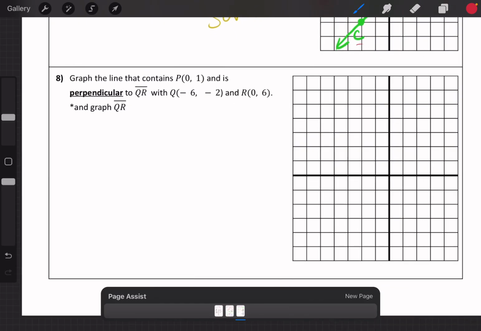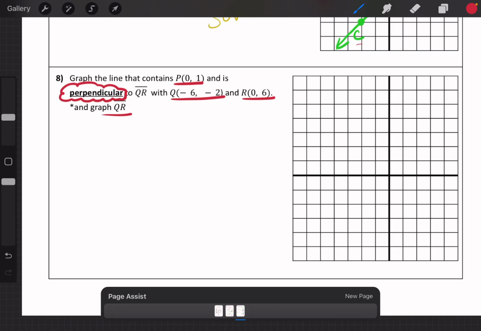I would like you to try and do this one. Okay, so you're going to pause in a second, but what you want is we want to have P on our line. We want to be perpendicular, so we have to remember what that means, to QR. And here's Q and there's R. Make sure you also graph QR. So pause and try, and then we will walk through it. Okay, now I'm going to do it.